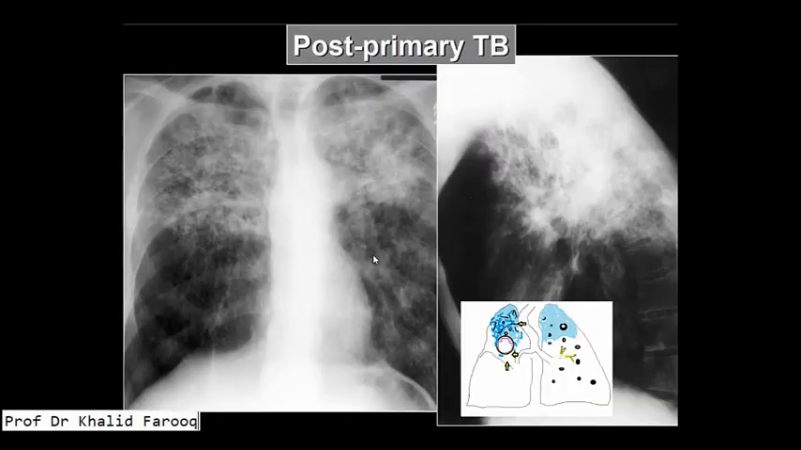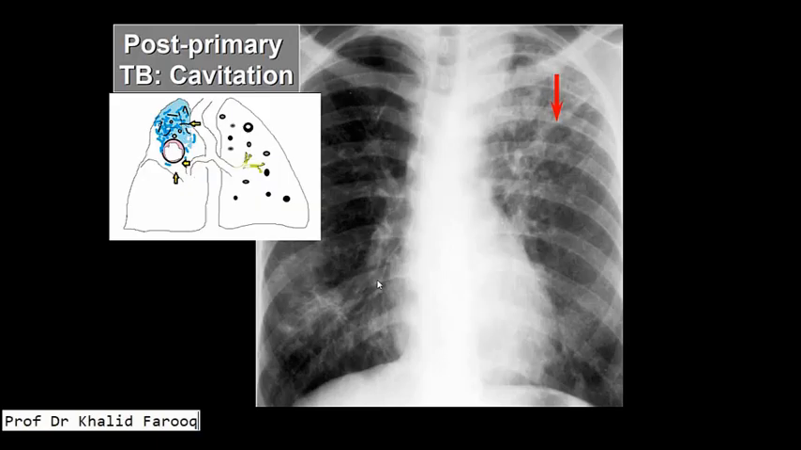Here in this slide we can see X-ray chest PA view and lateral view, where we can see significant consolidations involving upper and mid zones of both lungs. Here in this slide we can see there is consolidation involving left upper and mid zone with red arrow showing cavity formation, and there is consolidation in right lower zone as well.